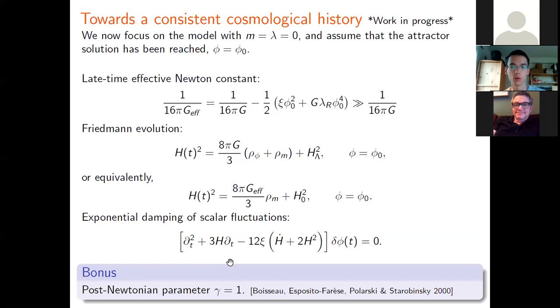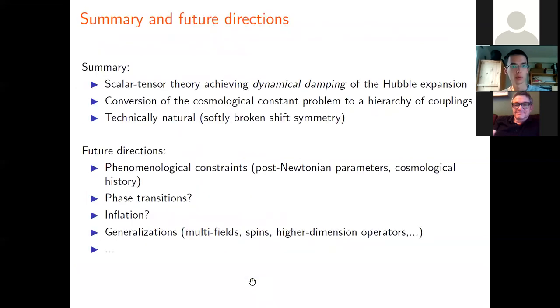So once the attractor sets in, there is actually no difference between, well, there is a slight difference, but at the level of this parameter, there is no difference. So that means that the model is in agreement with solar system tests of gravity. Okay, so that's basically all I wanted to say.